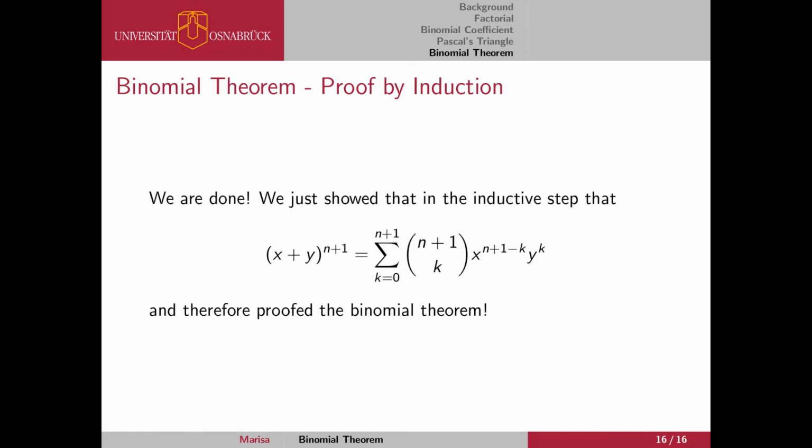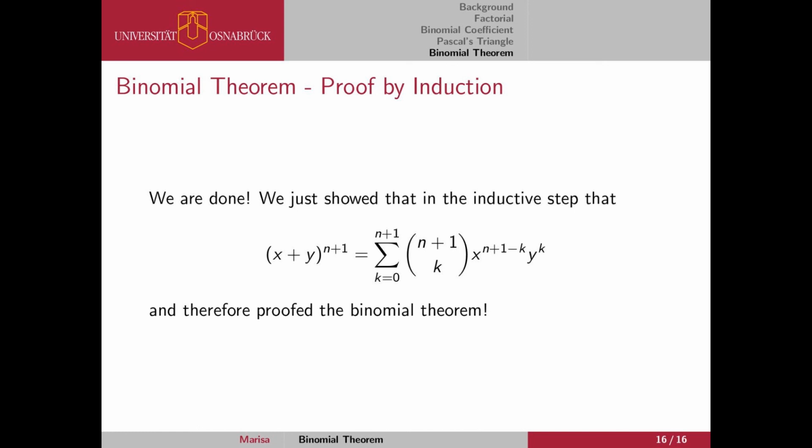We just showed in the inductive step that x plus y to the power of n plus 1 is equal to the sum of k equals 0 until n plus 1 of n plus 1 over k times x to the power of n plus 1 minus k times y to the power of k. And this means we just proved the binomial theorem. Yay! And this is already it for this video about the binomial theorem.